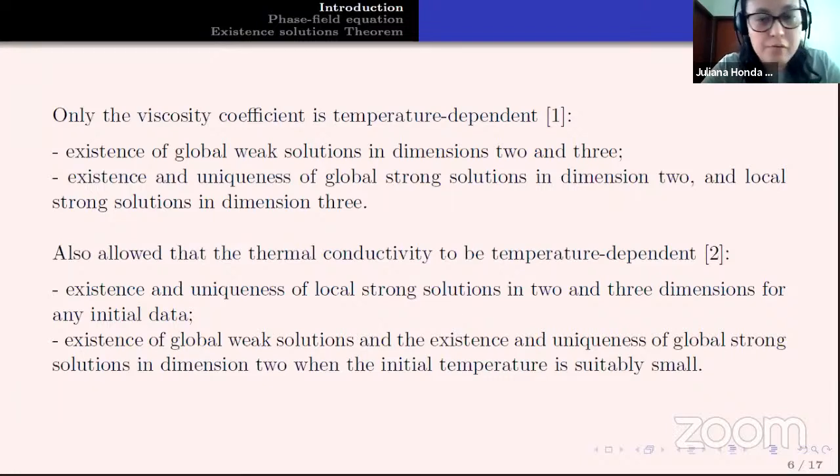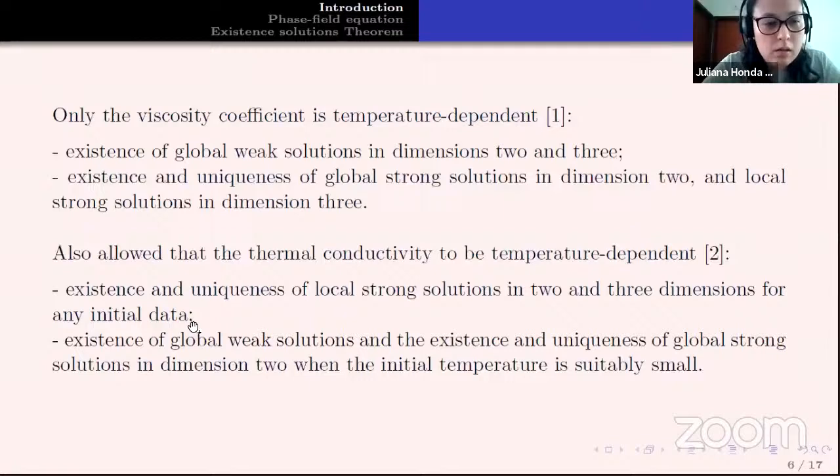Right. Just a review about this system. This system under consideration was previously studied by us in two different situations. In the first one, we considered the viscosity coefficient being temperature dependent. In this case, the well-posedness of the model was established, showing the existence of global weak solutions in dimensions 2 and 3, and showing the existence and uniqueness of a global in time strong solution in dimension 2, and a local in time strong solution in dimension 3. We observe that in this case, no restrictions on the size of the initial data were required.